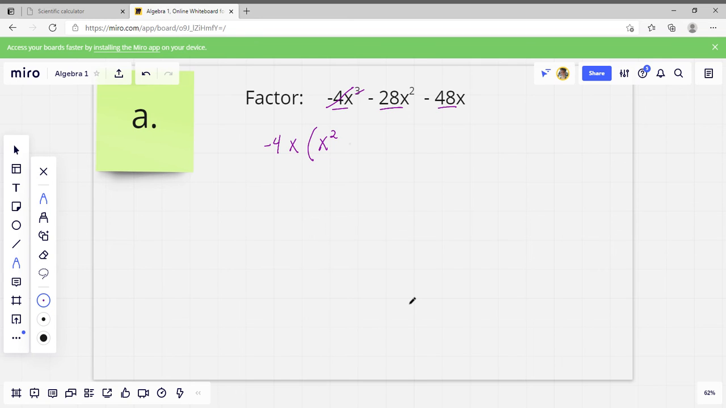Here I'm taking out the negative, so it'll be a positive. 6 times 4 is 24. 7 times 4 is 28. And then this will be a positive 48. 4 times 12 is 48, and I got rid of the x. Alright, so now I need to factor this.